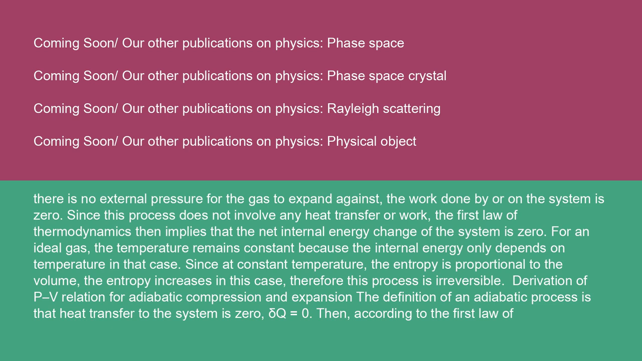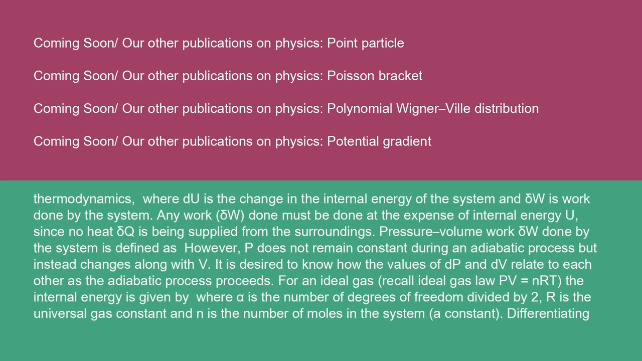The definition of an adiabatic process is that heat transfer to the system is zero, delta Q equals zero. Then according to the first law of thermodynamics, where dU is the change in the internal energy of the system and delta W is work done by the system. Any work delta W done must be done at the expense of internal energy U, since no heat delta Q is being supplied from the surroundings.